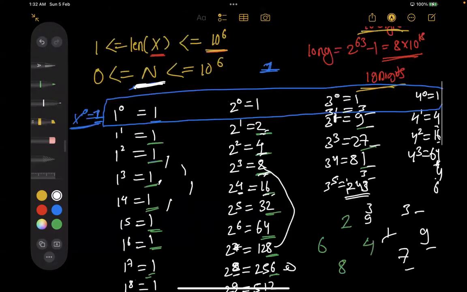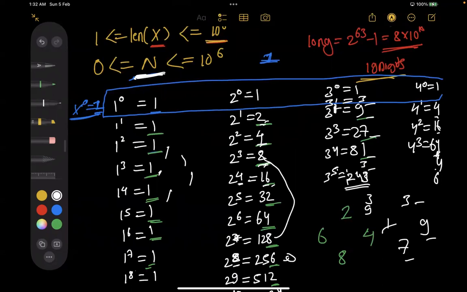Okay. Now if I ask you this question, what is 10 power 0? It is 1 only. If I ask you 10 power 1, now let me ask, just look at the last digit, okay? So 10 power 1, what will be the last digit? 10 power 2. If this is 0, 0 power 2 will be how much?